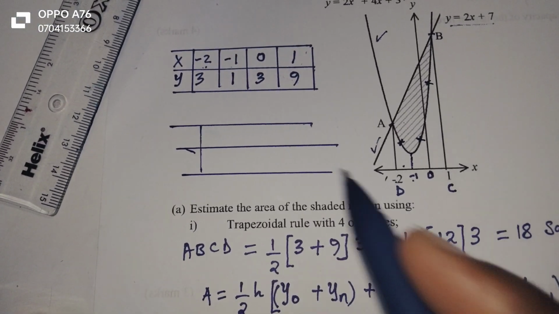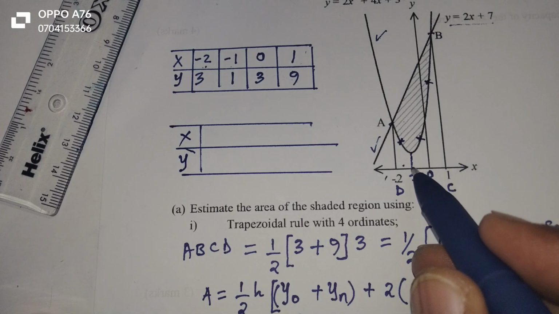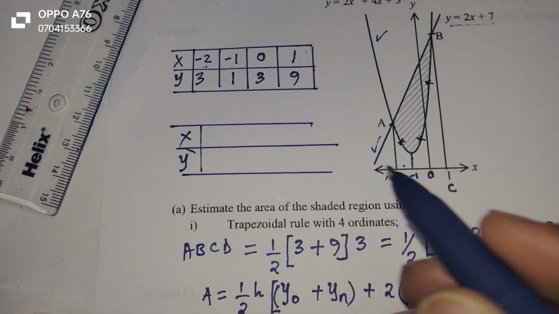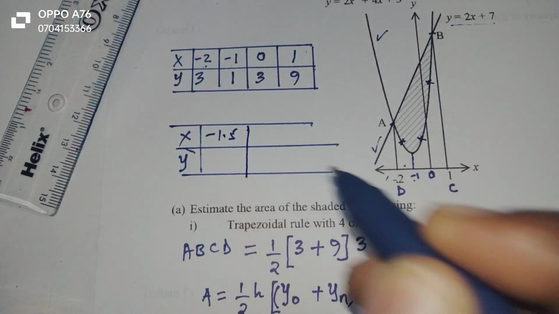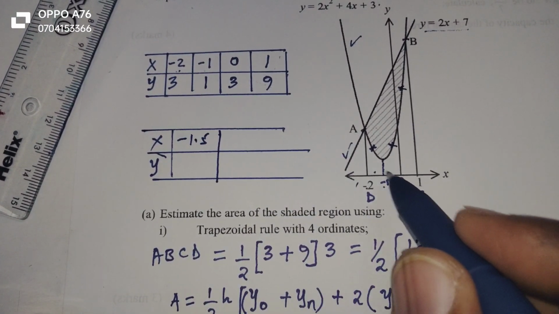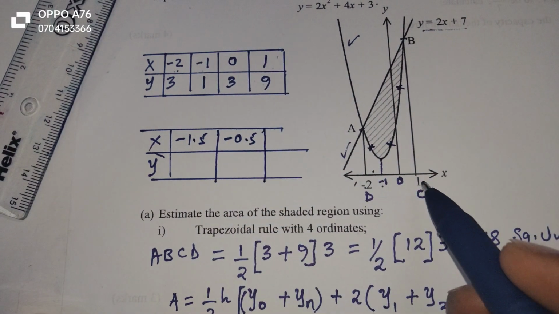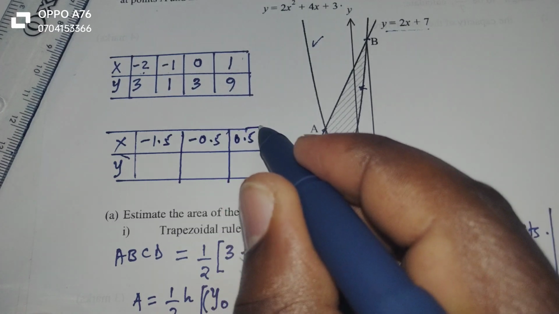So we come up with x and y. We need the values of y at x equals -1.5, that is at the mid of the first trapezium. The next is at -0.5, which is negative. Then finally, between 0 and 1, that is at 0.5, positive.